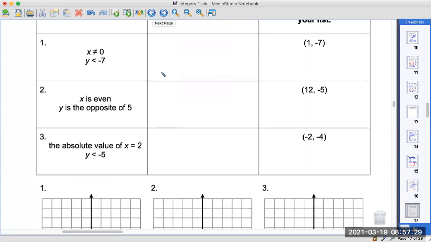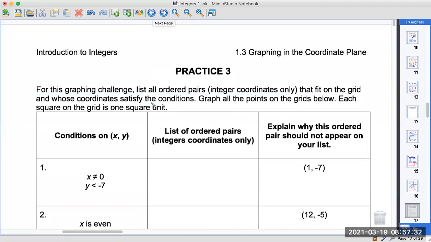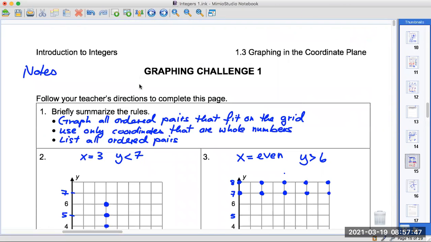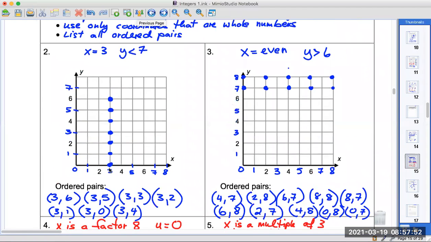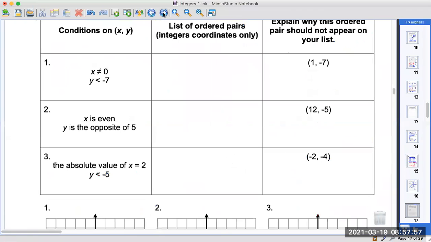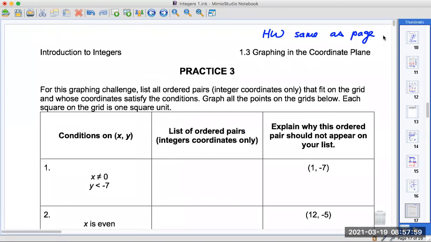And then page 14 is the same activity we did in class. So I'm going to write that here. It's homework, same as page 12. Let's go back and look at where that was. It's this page 12, where you had the rule and you had to figure out the coordinates and plot them. So 12. I'll get you started.